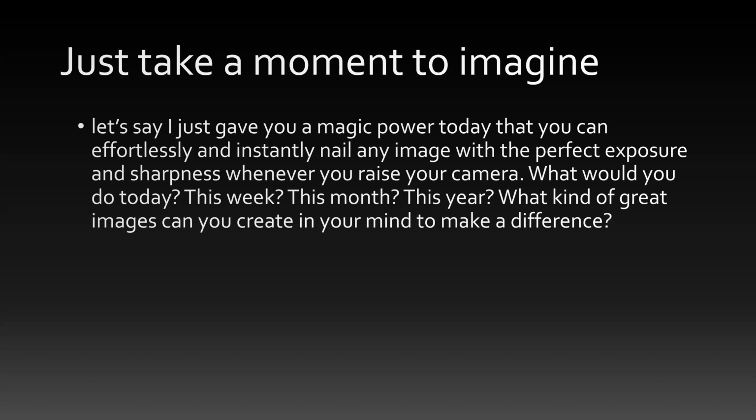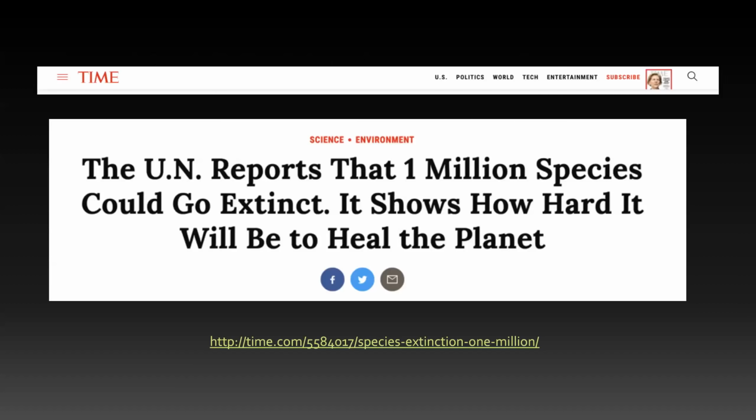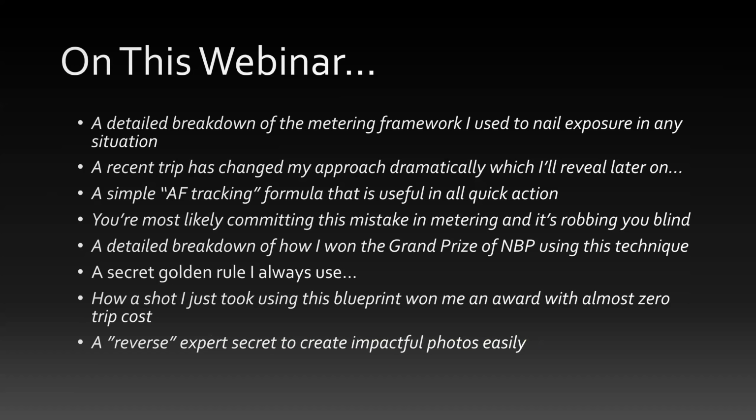And that's really the image I want to show you. You all saw that UN report saying that 1 million species could go extinct, and it shows how hard it is to heal the planet. So there are a lot of these kinds of things. And I truly believe that if we who own a camera, who can go out, can maximize our creativity to get photos that move people, then that can create a lot of change. So it's kind of a romantic notion that I want to share with you.